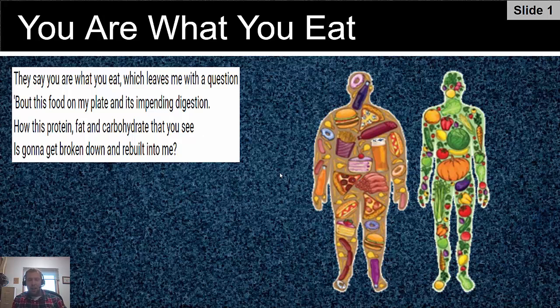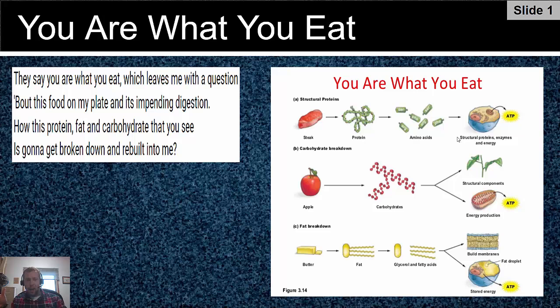If you look at this drawing, it's not really meaning that you're made of the pizza that you eat, or that you can see the pizza or the vegetables that you eat actually becoming you. But technically it is true that you are what you eat. All the things that you eat and drink get broken down into tiny little pieces which are used to build you again. Let me give you some examples of that.